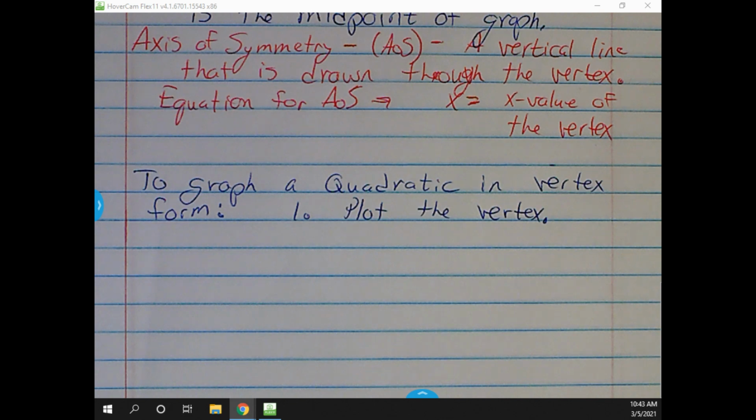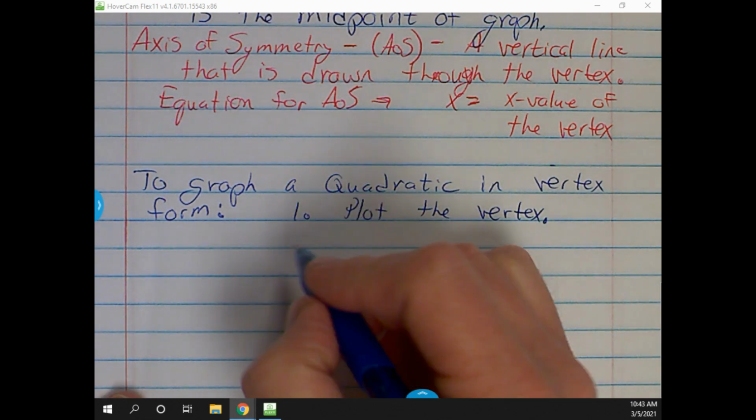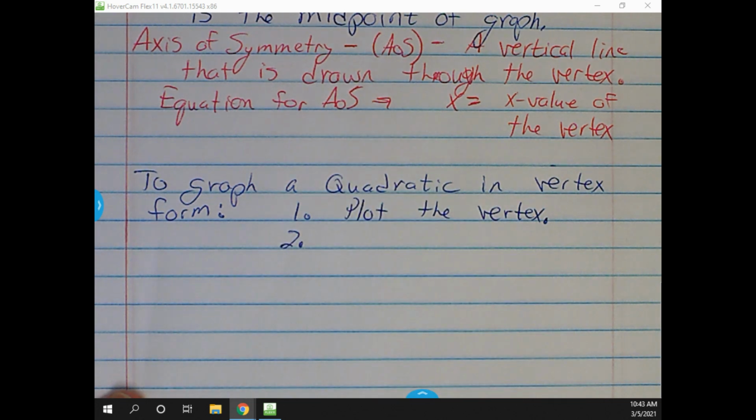All right. Now, when you do that, you've got the vertex for what we need. Because again, the vertex is the most important point. So once we've got that, everything else is going to spin off this one. Second thing we're going to do is you need one more point.